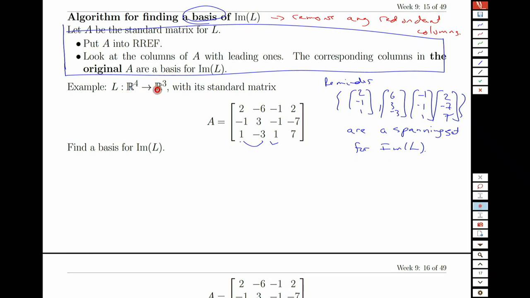Quick note about the input and output space. Because these are 3-element vectors, that means that R3 is our output space. We're building 3-dimensional vectors, linear combinations of them. And because we have 4 columns, that indicates that we have R4 as the input dimension.